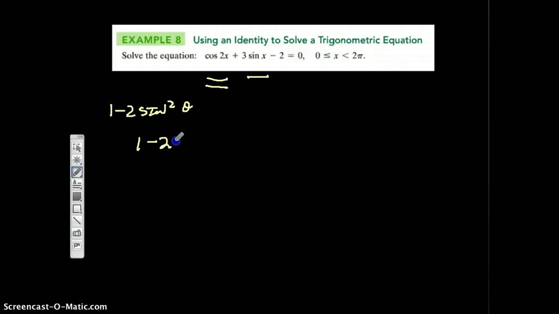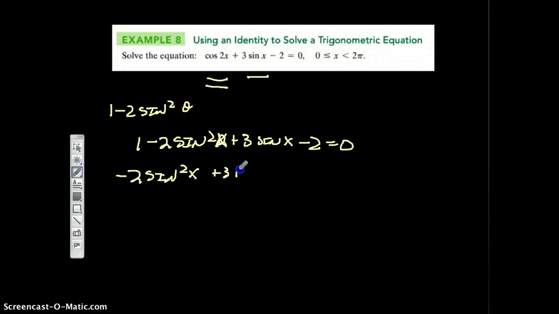1 minus 2 sine squared theta plus 3 sine of x. This really is an x here in this case, right? Minus 2 is equal to 0. All right, let's clean this up here. Minus 2 sine squared x plus 3 sine x, that would be a minus 1 is equal to 0. Let's distribute a negative sign and clean it up here, okay?